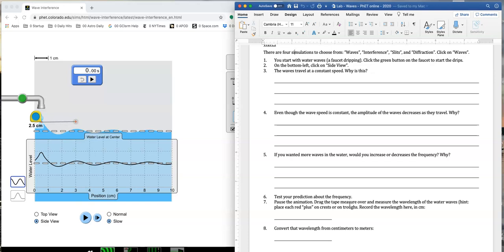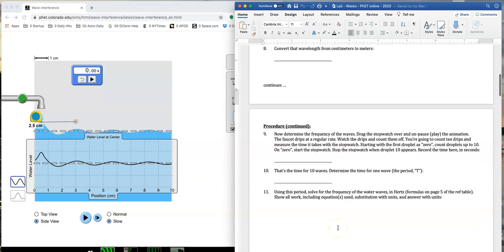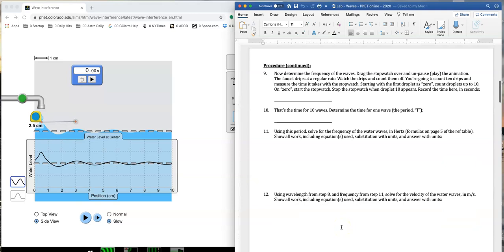And then eight says convert that from centimeters to meters. So you have to think about how you want to move your decimal place or what you want to divide by to get from centimeters to meters. All right, and that would be number eight. Then number nine says find the frequency.